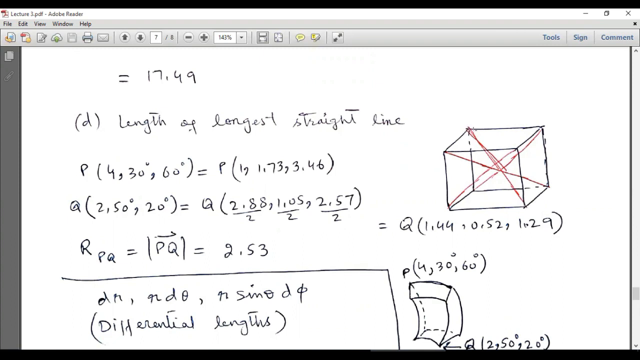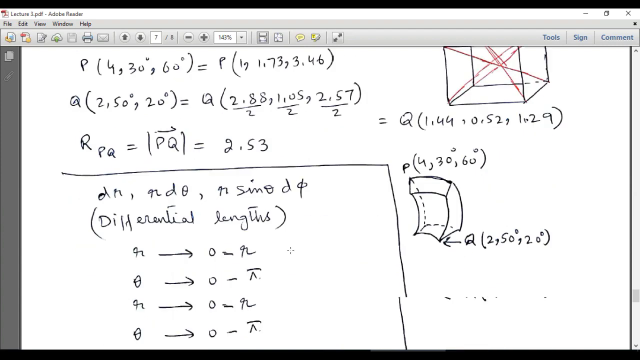So for example, if we join this point with this point, then that will be a diagonal passing through the center of the cube, and that diagonal will have the longest length. Similarly, if I join this point to this point, so this is the top corner of the front surface, and this is the bottom corner of the back surface, so if we join these 2 points by a straight line, that line is also passing through the center, and that line will also have the longest length.